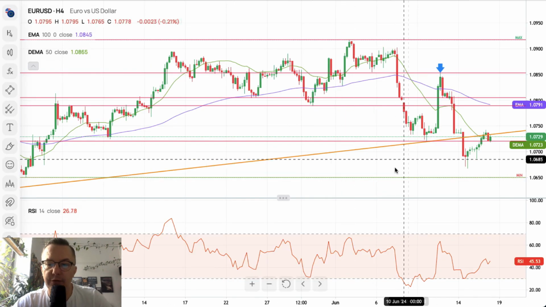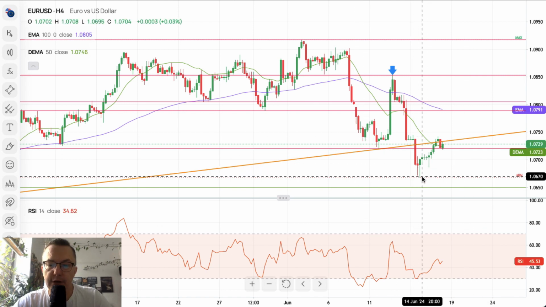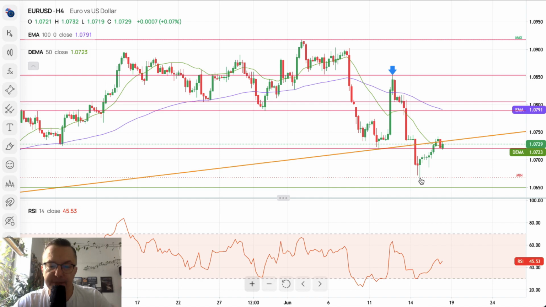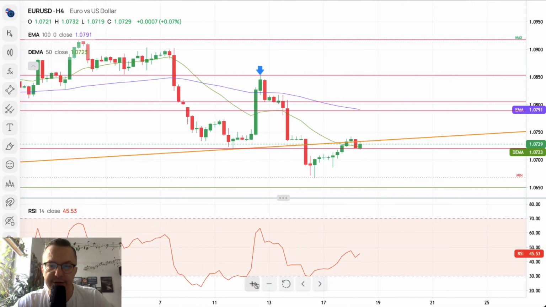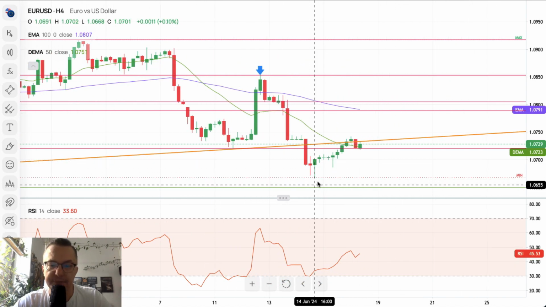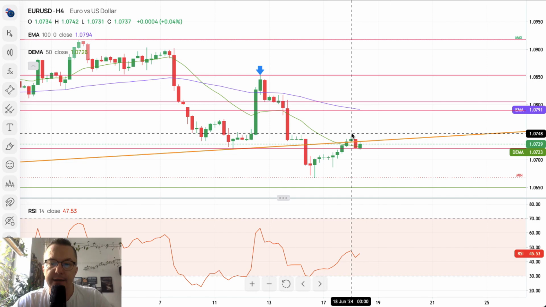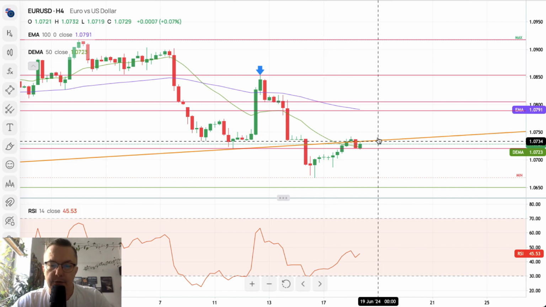Let's switch to the 4-hour chart. We can see that from the lows of 1.0669 there are some kind of pin bars here. Let me just zoom in so you can see it. Yeah, we got the pin bars here just ahead of the technical support located at 1.0651. Then we got the movement towards, of course, the trend line.